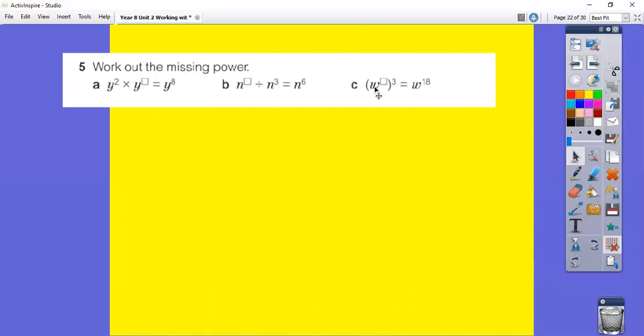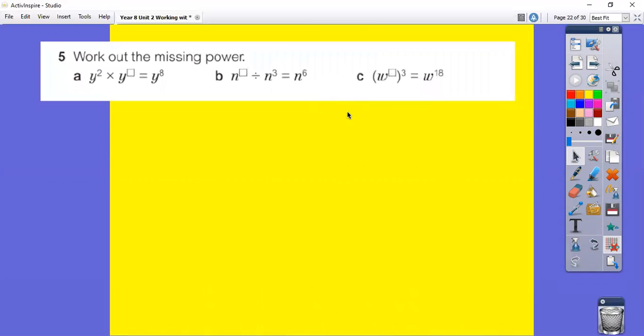Question 5 says work out the missing power. Again, this uses rules we learned at the beginning of the lesson. For example, y squared times y to the power of what gives y to the power of 8? When we're multiplying two numbers in index form with the same base, y is the base, we add the powers. So 2 plus what gives 8? This has got to be 6. So it's y to the power of 2 times y to the power of 6, which is y to the power of 2 plus 6, y to the power of 8.